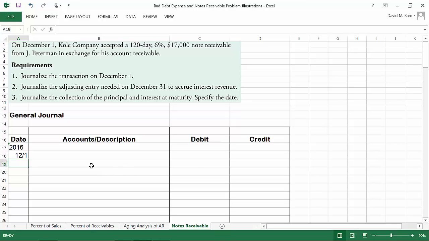It says here on 12.1 that we have to journalize that particular transaction, and that's really the issuance of the note. So in this case, we would debit notes receivable, and that was for J. Peterman. And it's probably pretty wise to label each person that is borrowing money from you, so that we're having a note in their name.